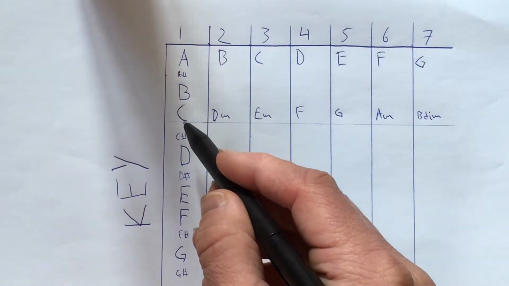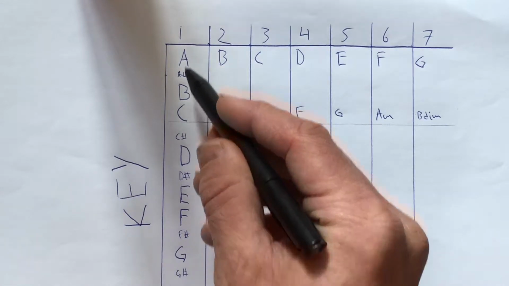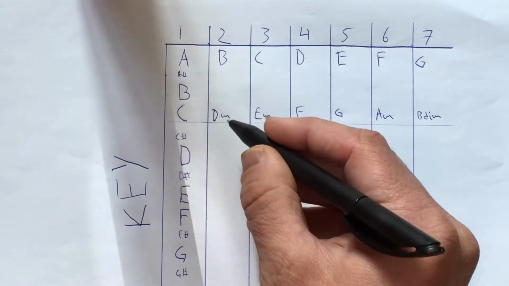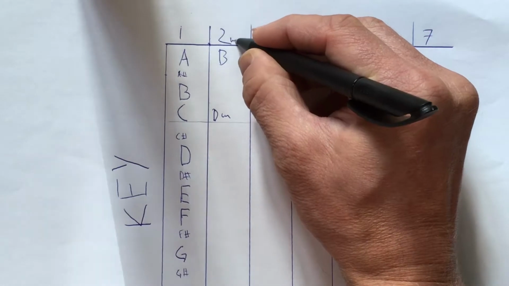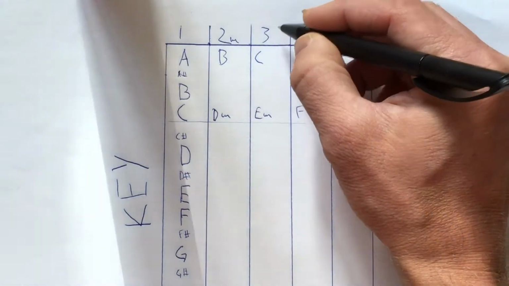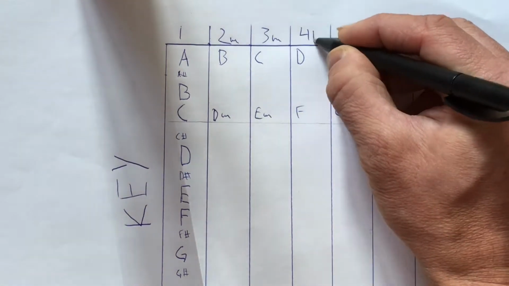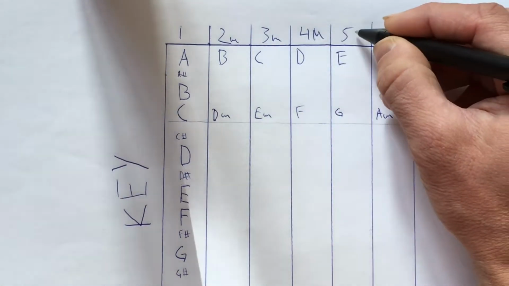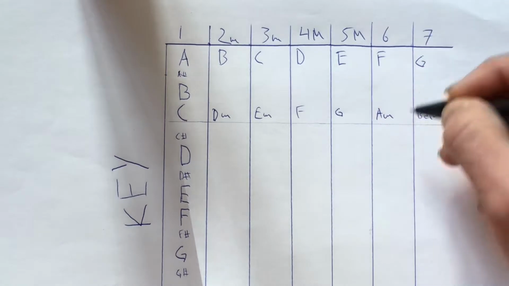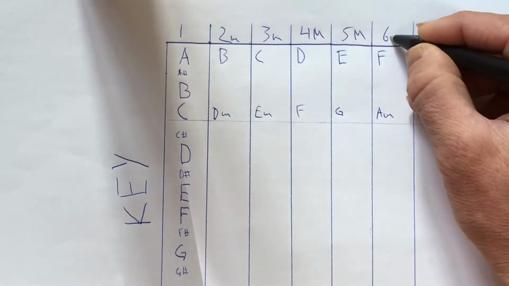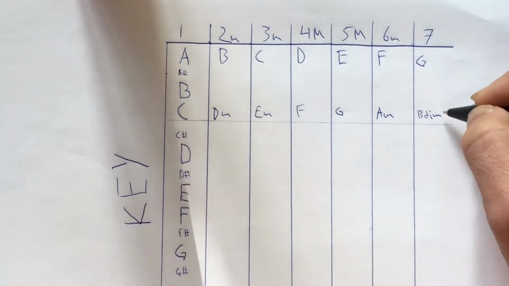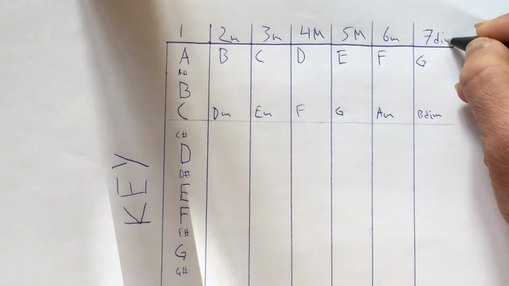So now we know that number 1 is the chord that represents the key. And we also know that number 2 is a minor chord, and number 3 is also a minor chord. We know that number 4 is a major chord, and so is number 5. And number 6 is a minor chord, and number 7 is a dim chord.